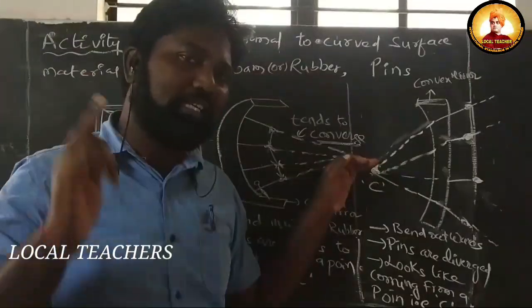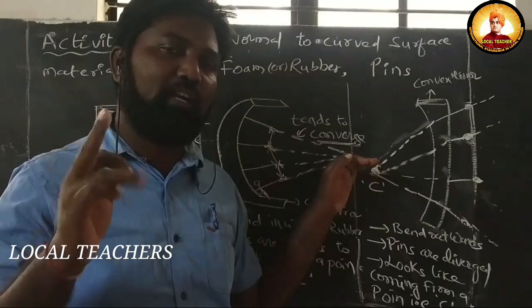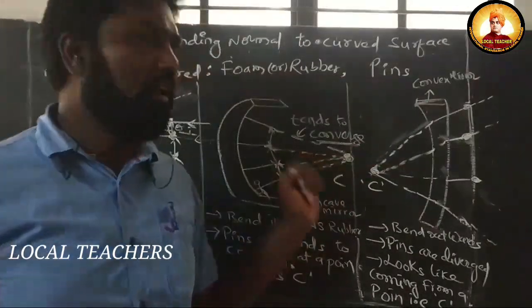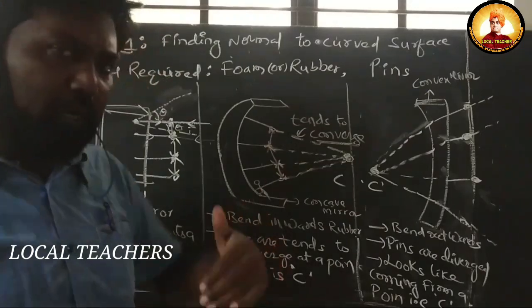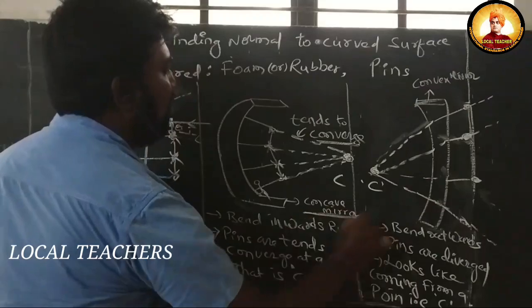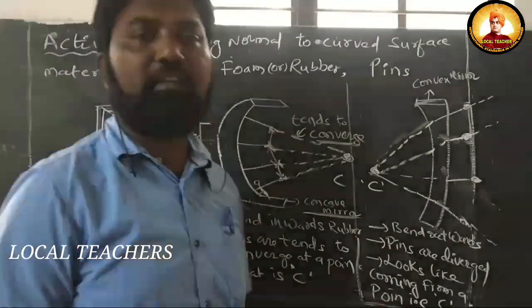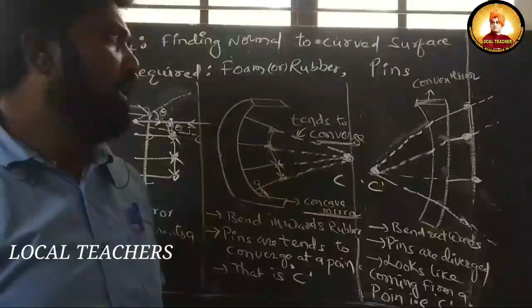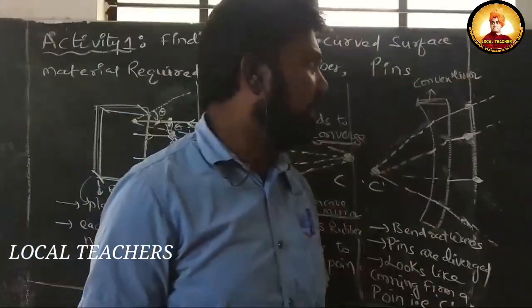That point C is called the center of curvature. This bended surface or rubber will represent a concave mirror surface. It will represent a concave surface. Okay, next go for figure 3.